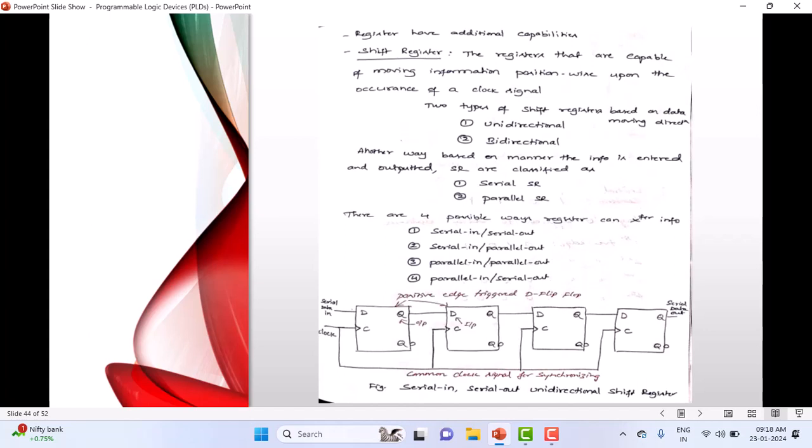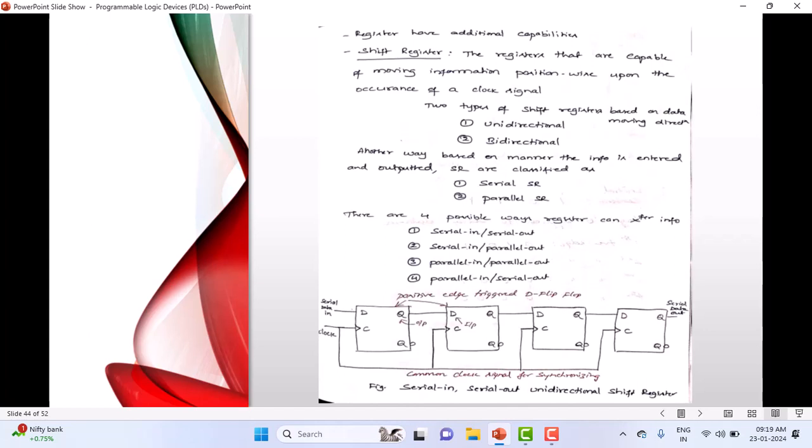And all are positive edge triggered D flip-flops. You may also ask a question: why do we always use positive edge trigger? Because in the entire world, some parts use negative edge triggered and some parts use positive edge triggered. Especially, in my opinion, seeing the US and others, they use negative edge triggered. If you look at any logic design, hardware design, they normally use negative edge triggered.